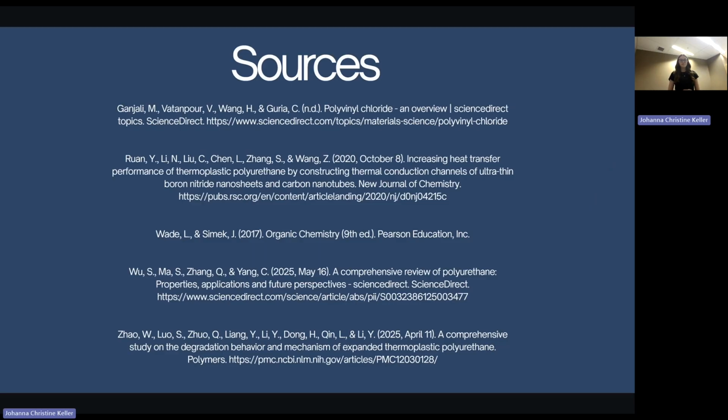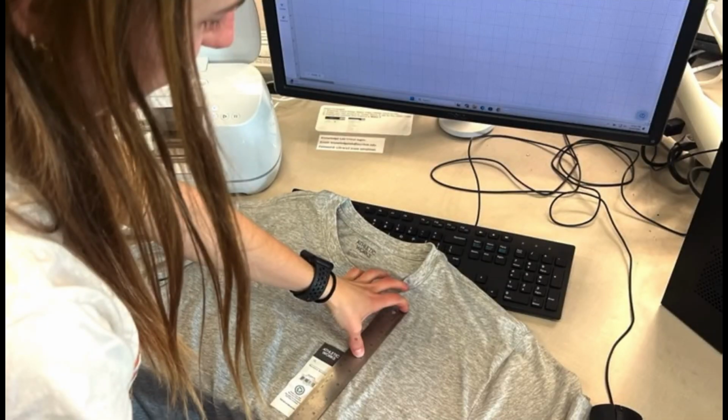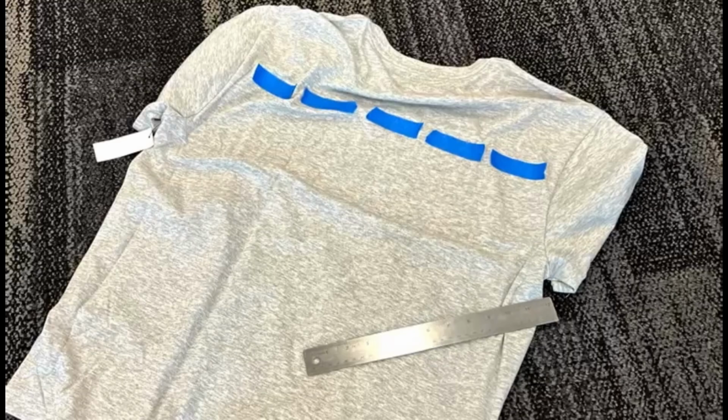These are our sources that we used for this project. And now let's take a look at real life orgo and the real game that's happening tonight. For this project, we not only wanted to explain verbally what was happening when t-shirts are made with heat transfer vinyl, but we also wanted to see for ourselves, so we decided to go to the Walk Knowledge Lab and use the Cricut machines there.